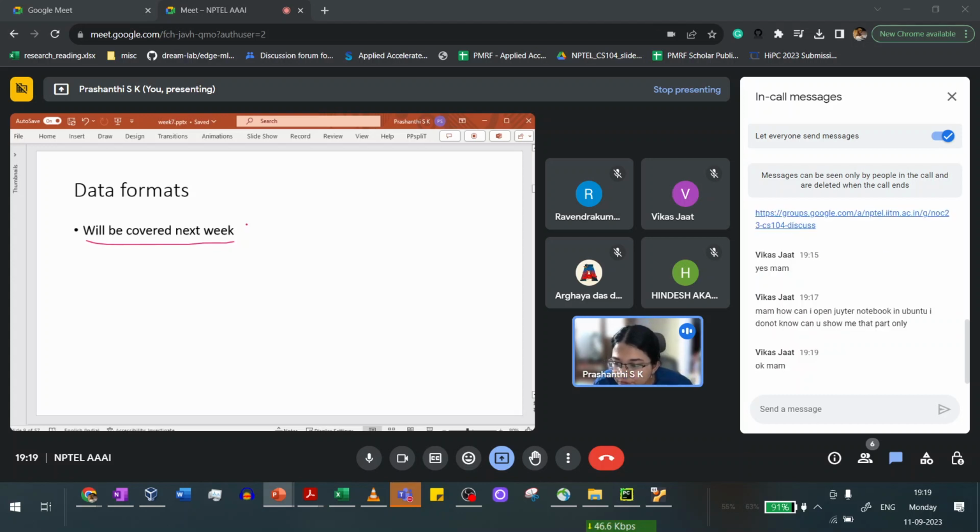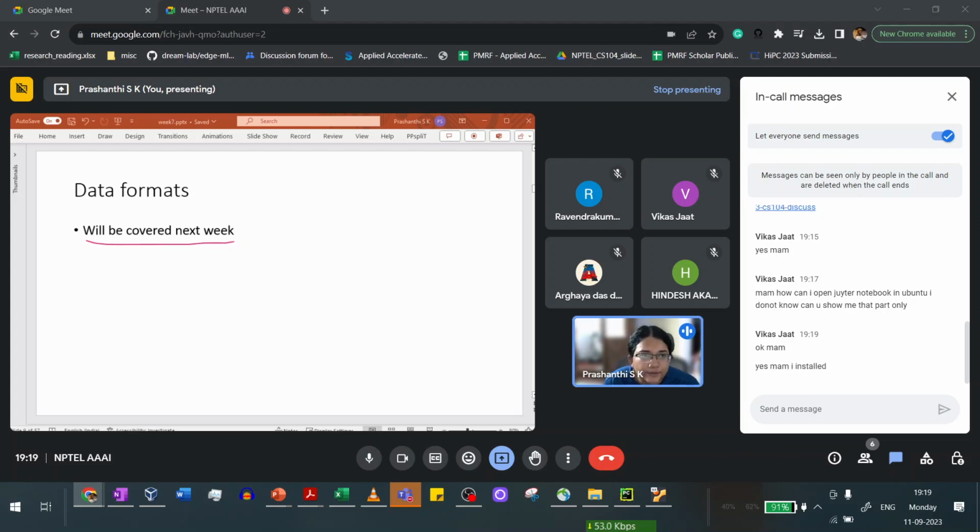How can I open Jupyter Notebook in Ubuntu? Okay, this is again a hands-on thing. Let me see if I can pull up something for you right now. So were you able to install Jupyter on Ubuntu? I think last time you had asked and I had shared some link that would help you do that. Did that work? Okay, you are able to install.